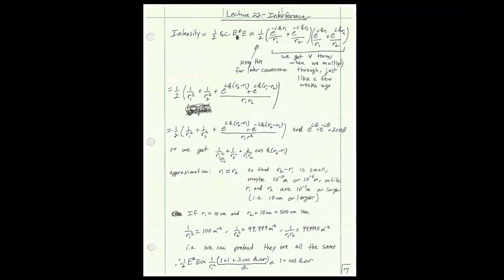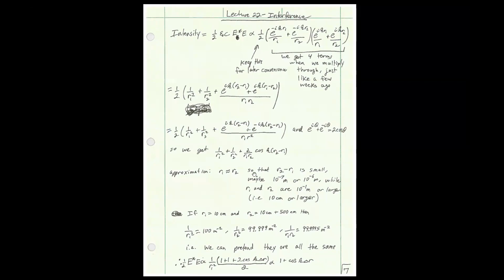Now, we're going to make an approximation. We're going to say that R1 is roughly R2, so that their difference is small. Maybe their difference is 10 to the minus 7 meters or 10 to the minus 6 meters, so a few hundred nanometers to a few microns. And we're going to assume that R1 and R2 are at least 10 centimeters, or 10 to the minus 1 meters. That's a pretty good assumption.